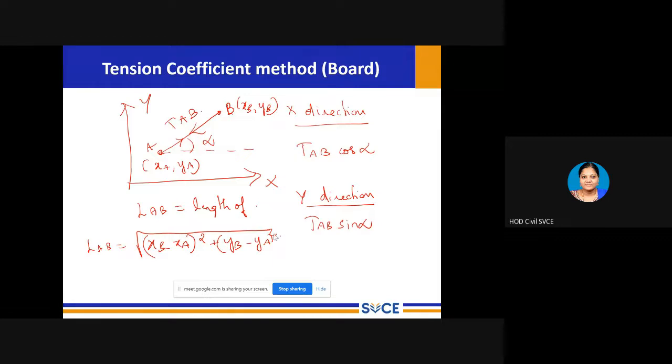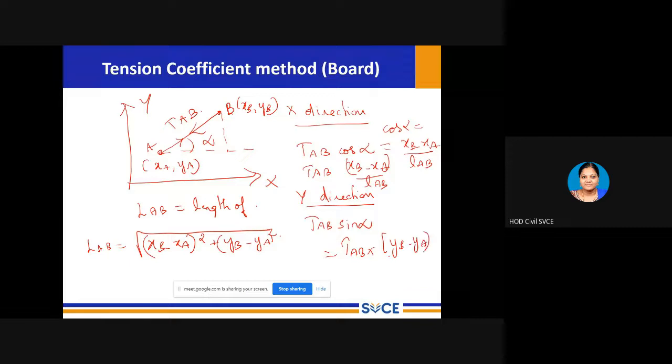Okay, so this TAB cos alpha again. If I get the cos alpha from this, cos alpha will be the adjacent side by hypotenuse. The adjacent side is nothing but XB minus XA, so cos alpha is equal to XB minus XA divided by LAB. So you'll get TAB into XB minus XA divided by LAB. And similarly here, this can be written as TAB into, and sine alpha is nothing but YB minus YA divided by LAB.